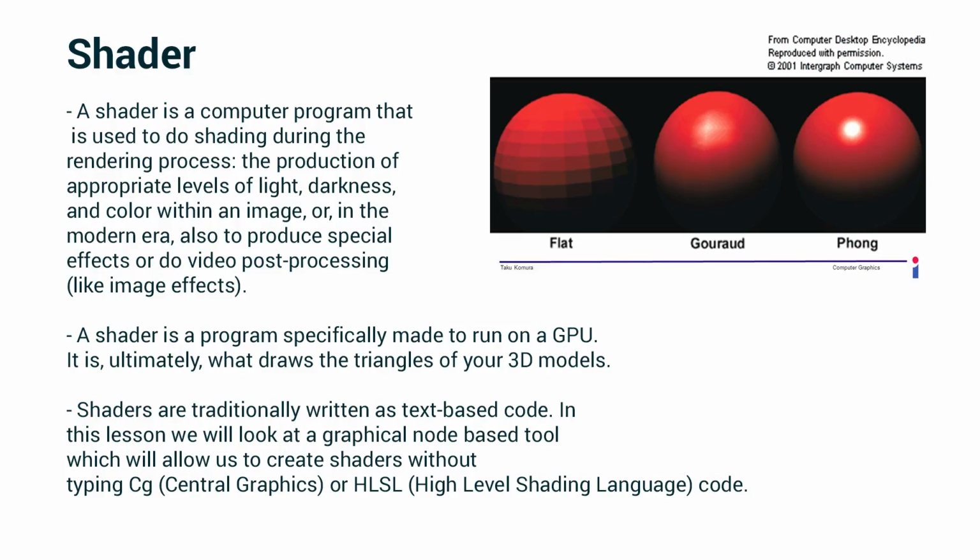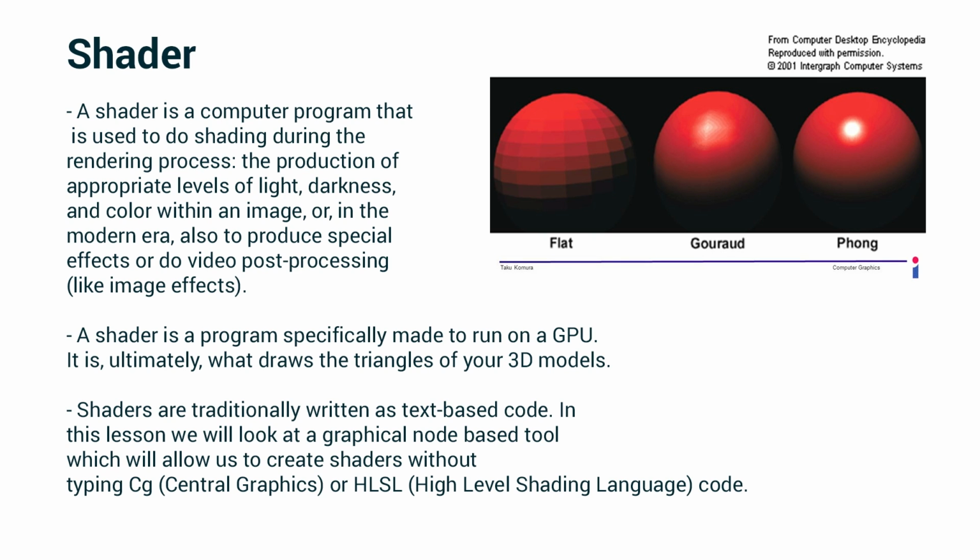So let's talk about what is a shader. A shader is a computer program that's used to do shading during the rendering process: the production of appropriate levels of light, darkness, and color within an image, or in the modern era, also to produce special effects or do video post-processing like image effects. A shader is a program specifically made to run on a GPU and is ultimately what draws the triangles of your 3D models in 3D rendering.